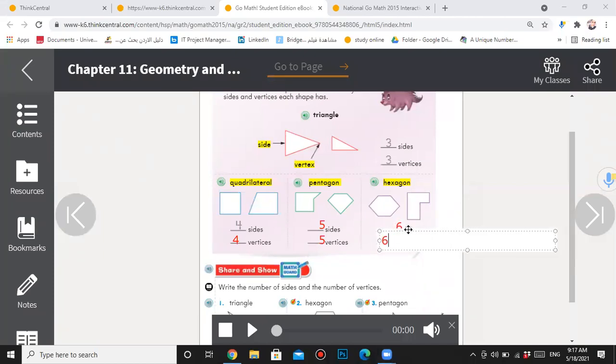Guys, please practice their names. Please, it's so important to know their names.